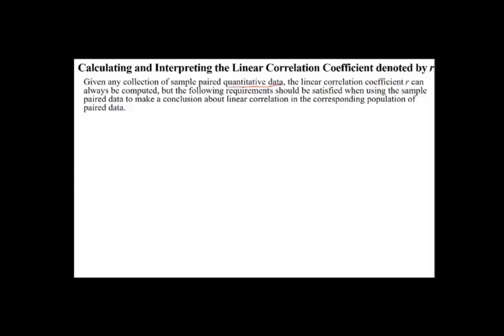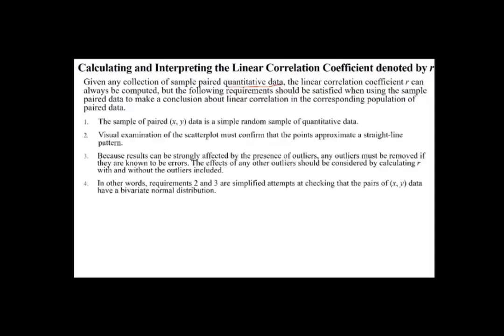The sample of paired xy data is a simple random sample of quantitative data. Visual examination of the scatterplot must confirm that the points approximate a straight line pattern. Because results can be strongly affected by the presence of outliers, any outliers must be removed if they are known to be errors. The effects of any other outliers should be considered by calculating r with and without the outliers included. In other words, requirements 2 and 3 are simplified attempts at checking that the pairs of xy data have a bivariate normal distribution. Outliers can create a problem.